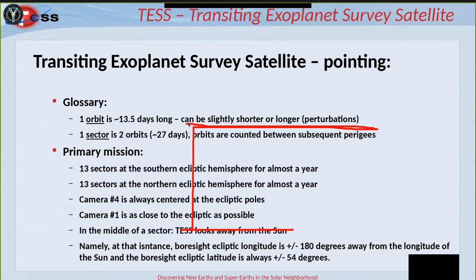But you shouldn't be surprised when one of the data series is just 25 days long and the other data series is almost 30 days long. This is because of these local or short-term perturbations of the orbit of TESS due to the Moon and the Sun. And one TESS sector is built from two TESS orbits.